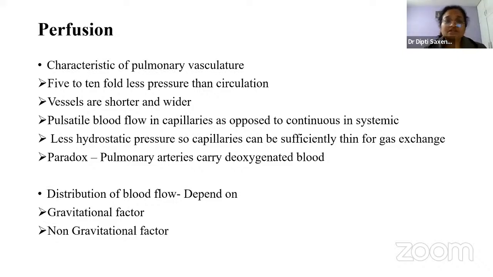If the pressure in the pulmonary circulation had been high, the capillaries in the lungs would not have been able to withstand that much pressure, and there would have been leakage. So to prevent this, the pulmonary vasculature has less pressure than systemic circulation. Now, there is one important paradox as well. The pulmonary arteries actually carry deoxygenated blood. Now, the distribution of blood flow is not uniform in all parts of the lungs. It actually depends on gravitational and non-gravitational factors.